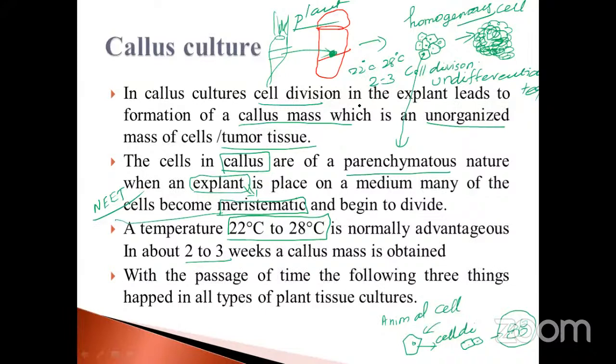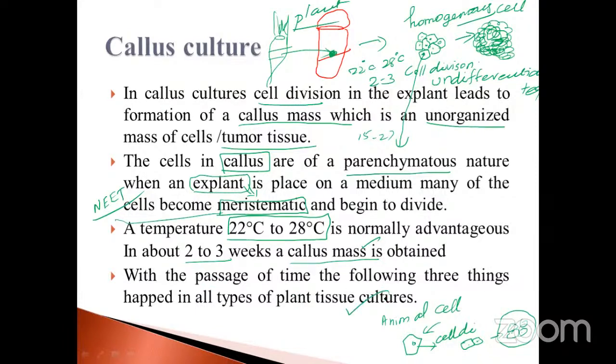So 2 to 3 weeks means 15 or 21 days. After that, the cell divisions occur automatically, and we can see it within the test tubes. It will produce a mass of cells. That condition is called callus mass obtained. With the passage of time, the following three things happen in all types of plant tissue culture.